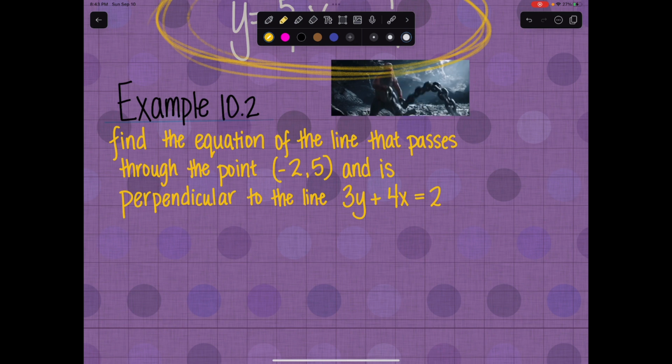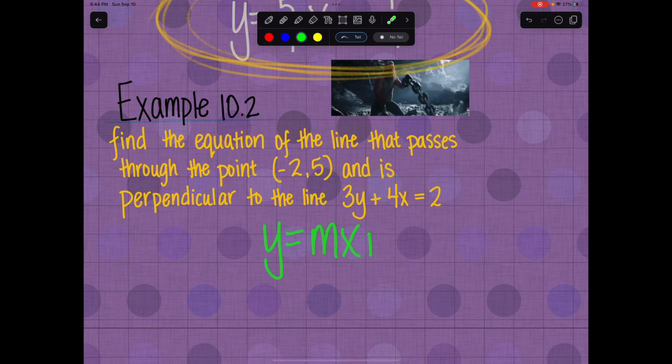Let's do example 10.2. Find the equation of the line that passes through this point. Now they give us 1 point, and it's perpendicular to this line. So they give us another equation for a different line, and they tell us this line is perpendicular to the line that we want. Okay, what does this tell us when it's perpendicular? We can figure out the slope from that. But first thing, we have to get this into slope-intercept form. Y equals mx plus b. So we just have to rearrange it and solve for y.